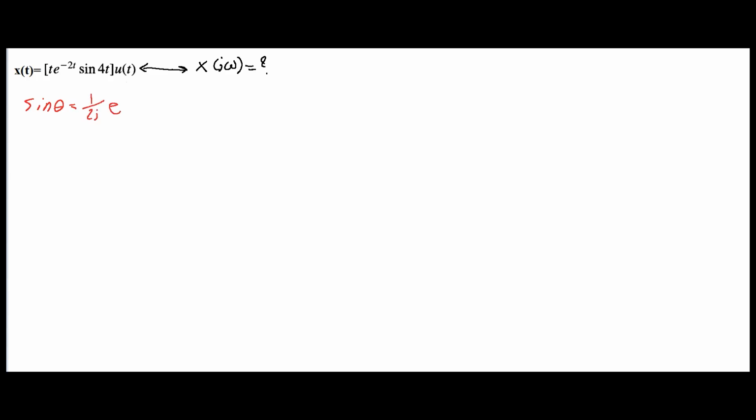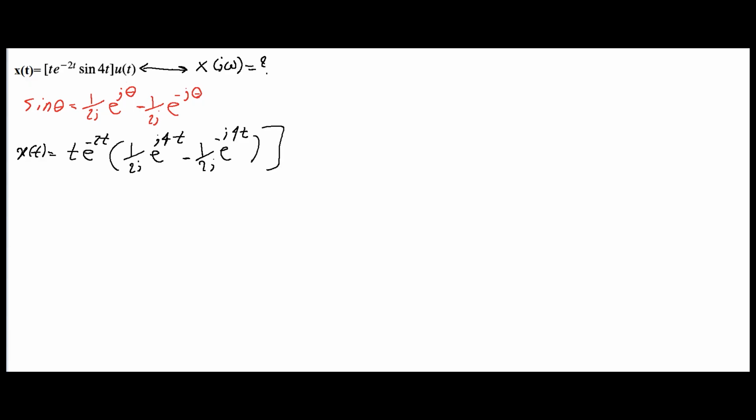You can write sine of theta as 1 over 2j e to the power of j theta minus 1 over 2j e to the power of minus j theta. So the signal x(t) can be rewritten as t e to the power of minus 2t multiplied by 1 over 2j e to the power of j4t minus 1 over 2j e to the power of minus j4t, multiplied by u(t). Here theta equals 4t.